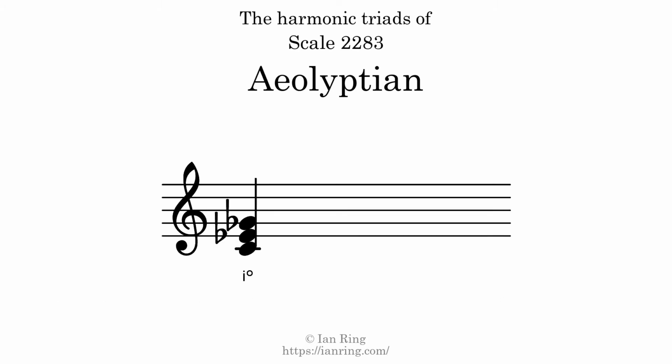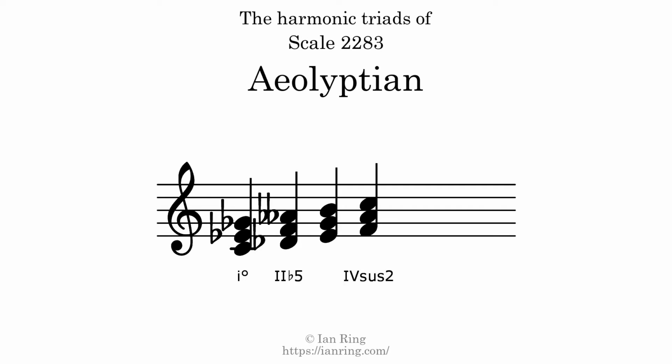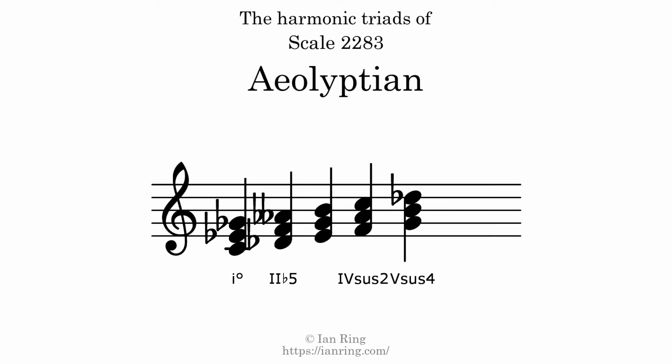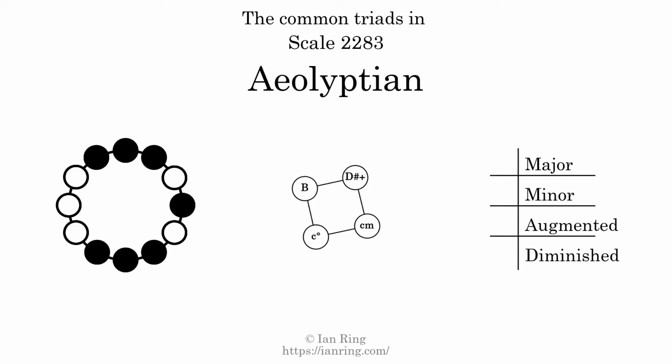Diminished. Major flat 5. Unnamed. sus2. sus4. Unnamed. Diminished flat 3. Here are the common triads present in this scale. The diagram in the center is a graph of parsimonious voice leading between triads.